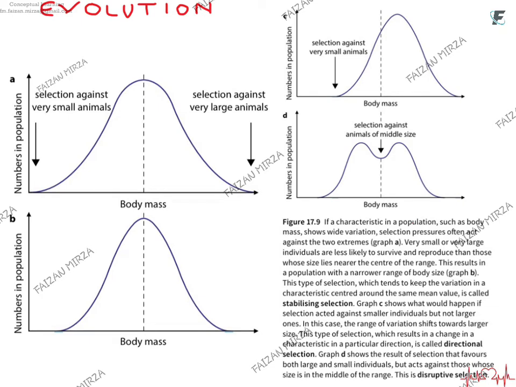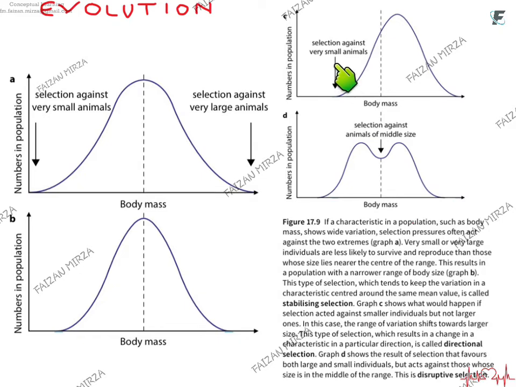This entire process is called stabilizing selection. So this is stabilizing selection here, which means it keeps things the way they are. This is how evolution occurs, or you can say natural selection occurs against animals which are less suited to a certain environmental condition.